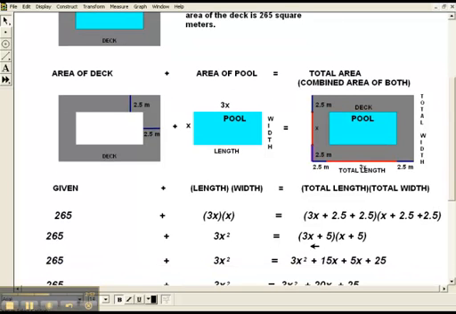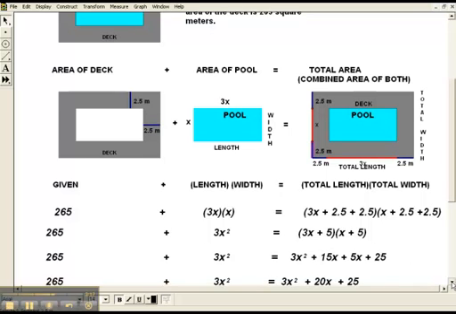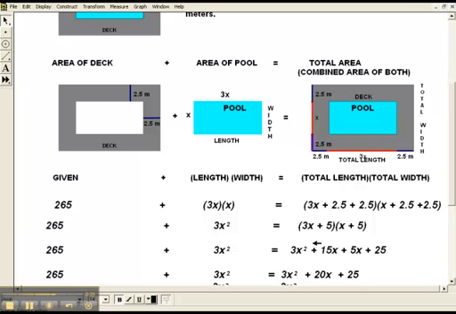I then take the binomial times the binomial using the FOIL technique. 3x times x is 3x squared. Outer, 3x times 5 is 15x. Inner, 5 times x is 5x. And lastly, 5 times 5 is 25 to get this equation. Simplifying it further by combining like terms in the trinomial on the right-hand side of the equation, I get 265, the area of the deck, plus 3x squared, the area of the pool, equals 3x squared plus 20x plus 25.